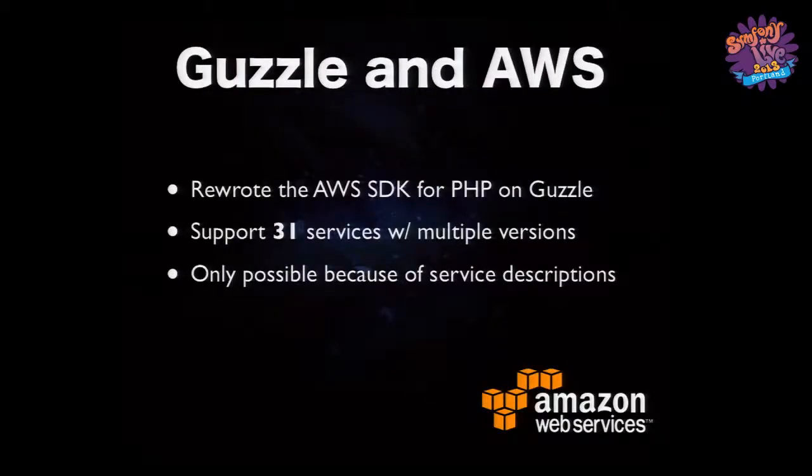So Guzzle is used by the AWS SDK for PHP. The original authors were looking to replace the SDK with a library, and they thought Guzzle made a lot of sense for it because it matched a lot of the use cases they had. And then they thought it made even more sense to hire the guy that wrote it, so I ended up moving to Seattle. We rewrote the SDK, and now it supports 31 web service clients.